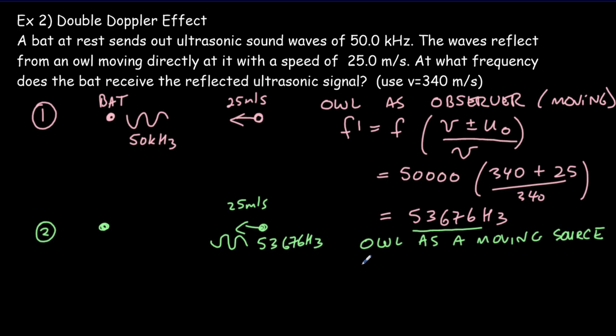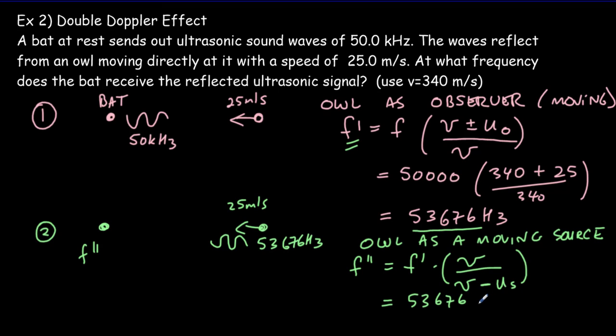So we need our moving source equation, and we'll call this f double prime for the frequency received back by the bat. And it will equal this f prime that we just worked out. And then we've got to use our moving source equation, which would be v all over v plus or minus the speed of the source. And of course the owl's approaching, so we need to use the minus sign here so we get a higher frequency. So we'll have 53,676 times 340 all over 340 minus 25. Work that out and you should get 58,000 hertz to 2 significant digits.